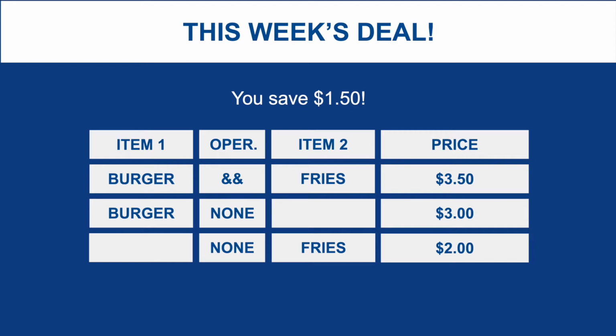So pay really special attention to the first row, the row with the burger and fries. Burger, ampersand, ampersand, fries. So if we have a burger present, and if we also have fries present, we want the program to charge the person $3.50. If we only have a burger, $3, and if we only have fries, $2. This seems actually really simple, but what we actually need to do is transform this into code, which we will do later on in the exercises section of this video.